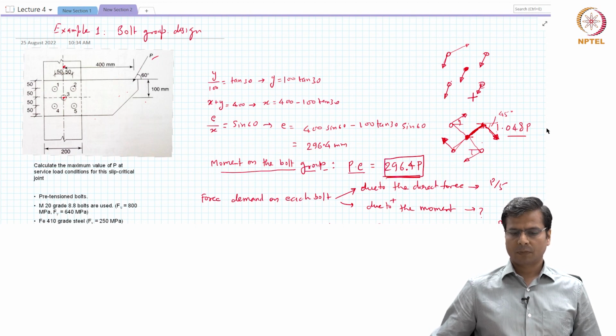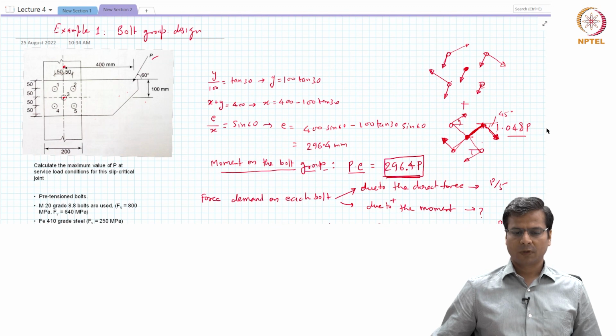Bolt 2, they will be like this. Bolt 3, again we discussed, there is no force because of the moment, so the total force demand will be very low. Bolt 4, in case of bolt 4, this is this direction, this is this direction. So again, the angle is very large between the two forces. Therefore, the net component may not be the largest.